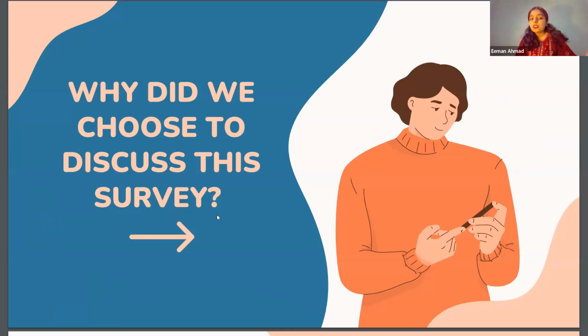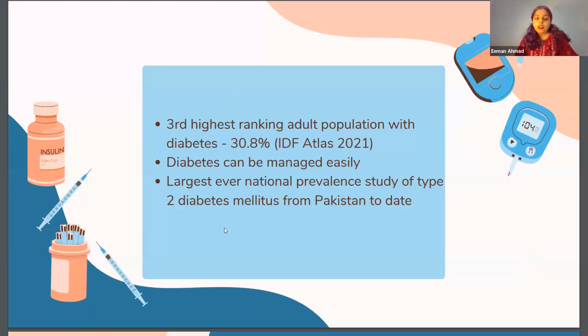So why did we choose to discuss this particular survey? One of the strengths of the study is that it is the largest ever national prevalence study of type 2 diabetes, right? That makes it an obvious choice to discuss here today. But also, Pakistan has the third highest ranking adult population with diabetes. Out of our adult population, 13.8% people have diabetes, right?